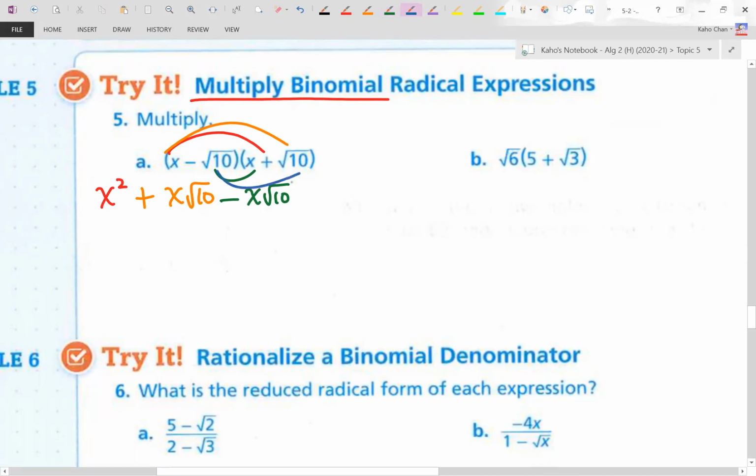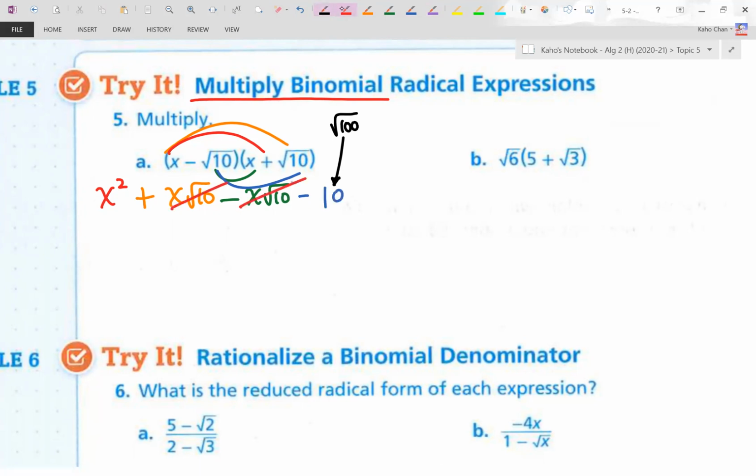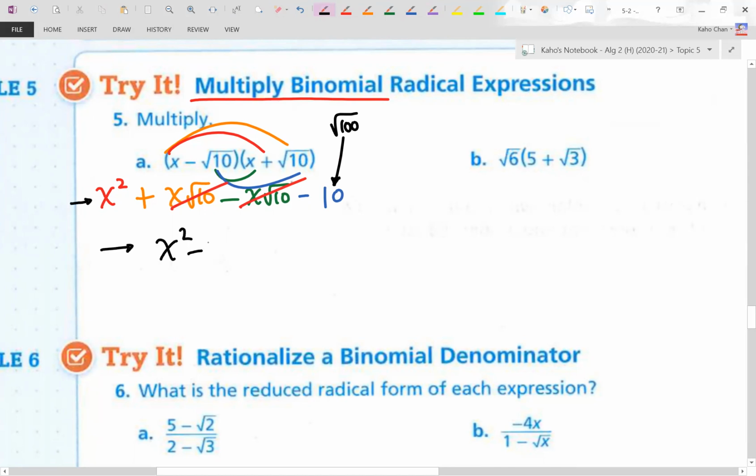And the last term, we'll be careful here. This is a little tricky. Negative times a positive is a negative. Root 10 times root 10 is regular 10. Like that, okay? That's the square root of 100. Oh, wait, yeah. Square root of 100, that should not be a radical right there. Sorry about that. Hey, those inner and outer terms go away. And my answer is x squared minus 10. Yay.